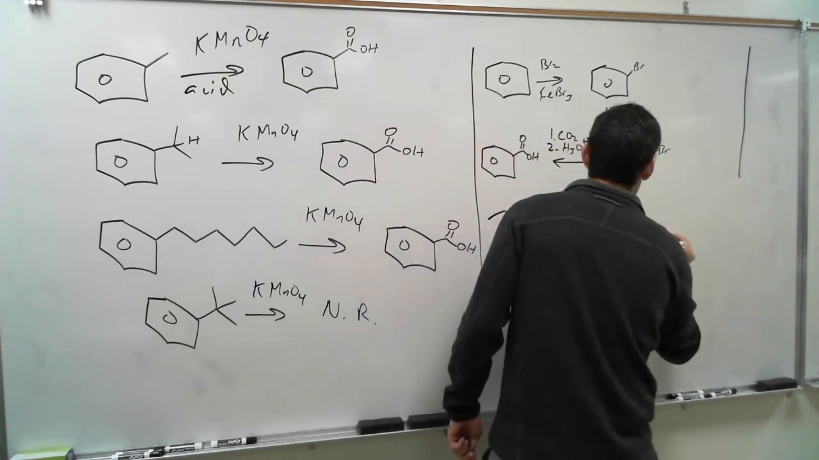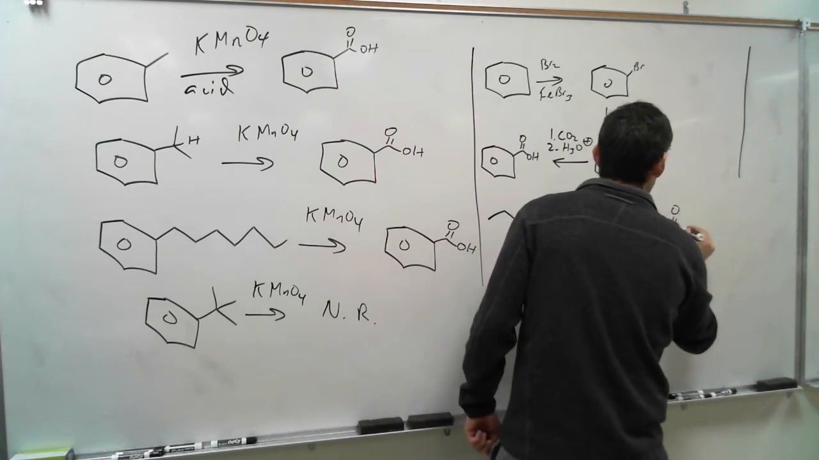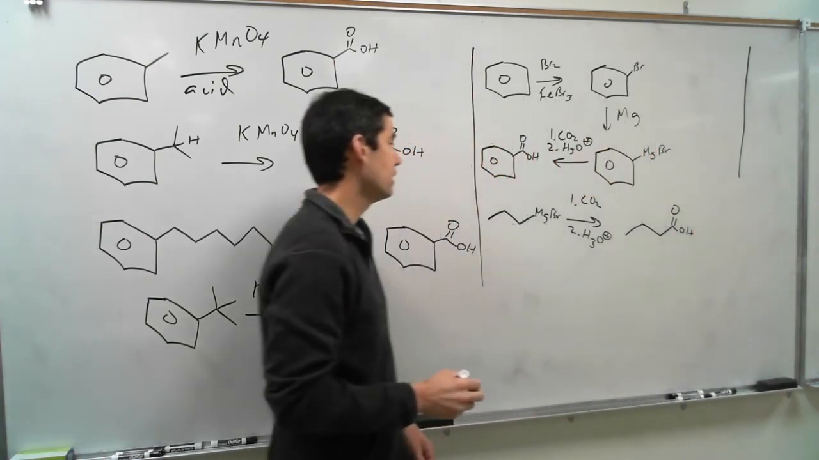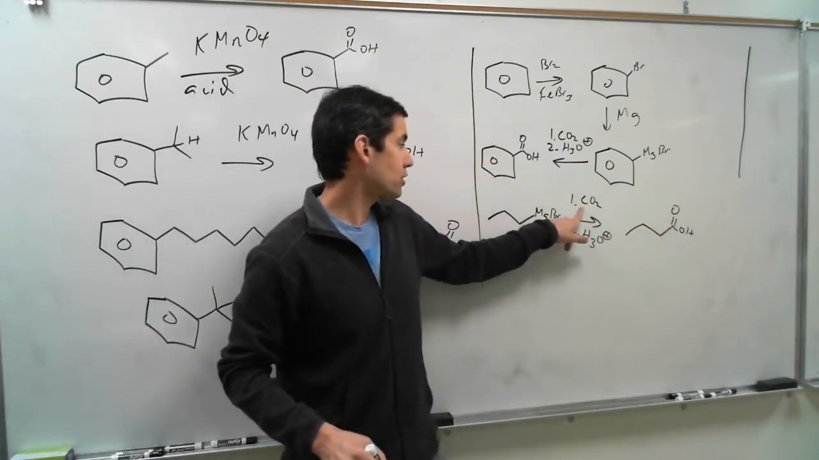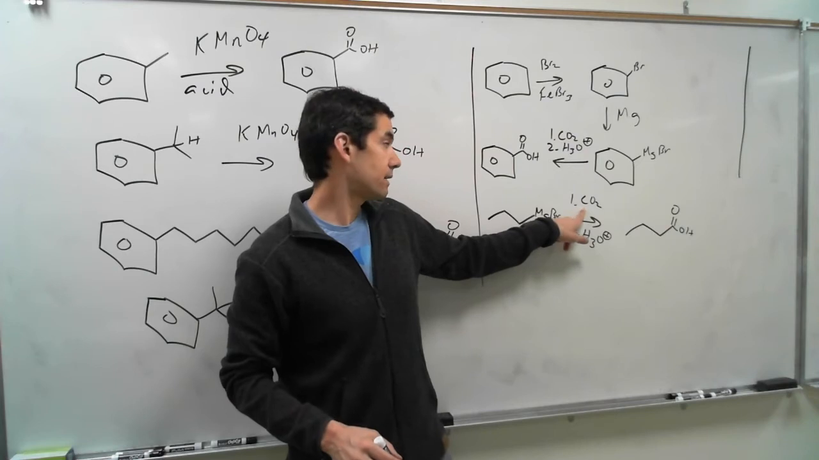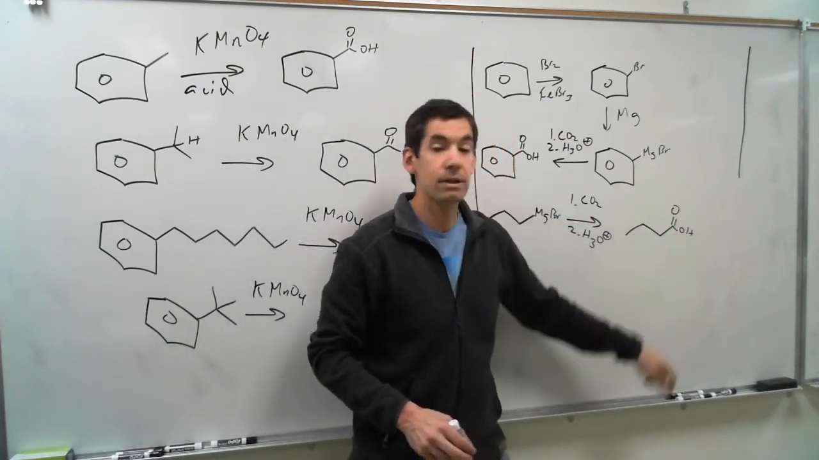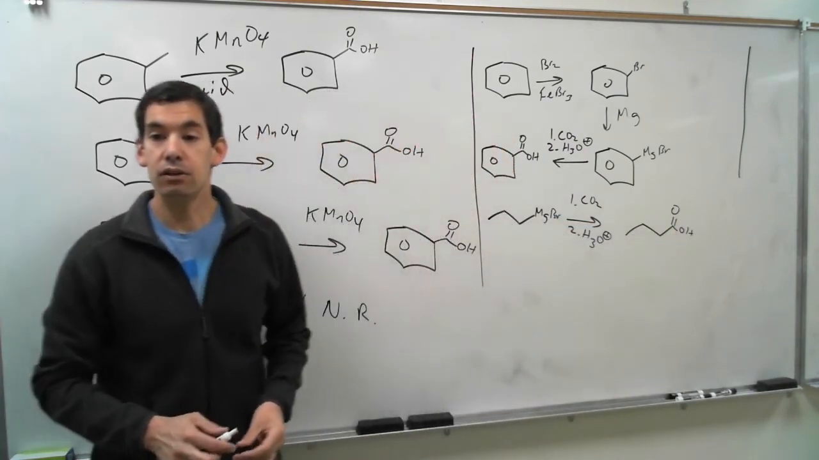And we can generate our carboxylic acid. Now, what's nice about this too, not only are we adding a carboxylic acid on here, but we're actually adding one carbon unit, right? By adding this CO2 here, you're adding one more carbon to our chain. So that's nice. So this is another way we can do it.